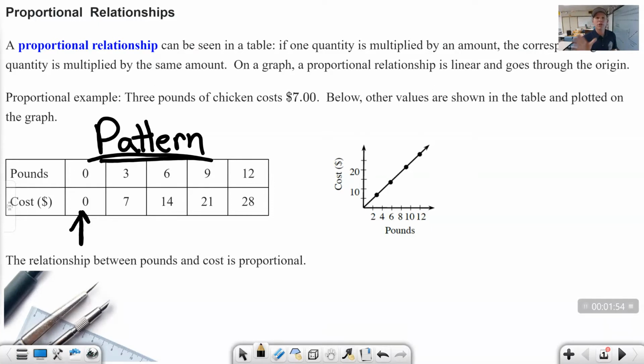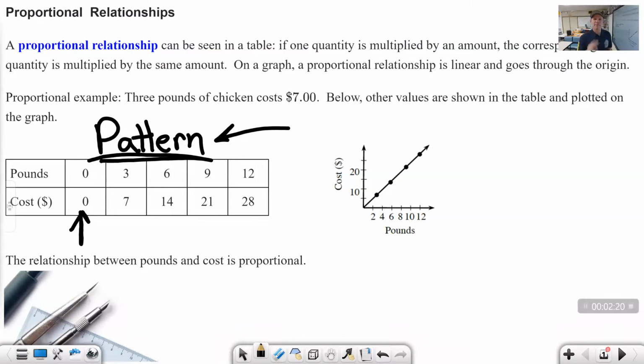For example, going to work is usually proportional. Guess what? When you do 0 work, you get 0 money. If you get paid minimum wage, $15 an hour, 1 hour, 15, 2 hours, 30, 3 hours, 45, 4 hours, 60. It's proportional, okay? So, in a table, we're looking for a pattern.